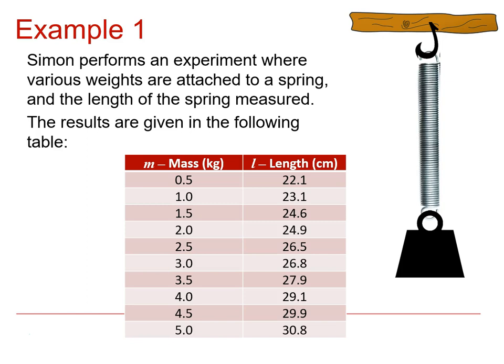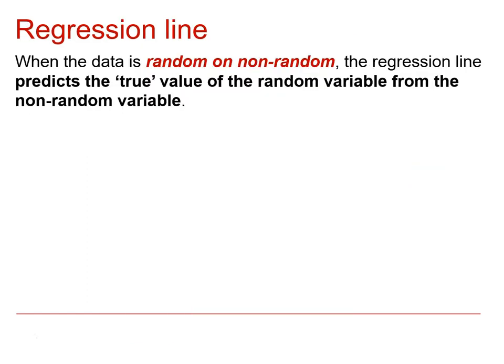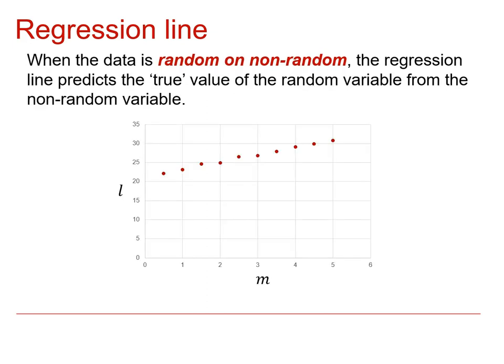So we're doing a Hooke's law experiment where m is the mass being controlled by the experimenter and L is the length of the spring. When the data is random on non-random, the regression line predicts the theoretical true value of the random variable from the non-random variable. So if our data looks like this, our regression line will go through the center like that, and that will be estimating the true length of the spring for a given mass, the theoretical true value being one with no experimental error.